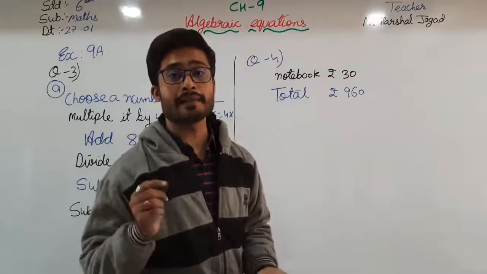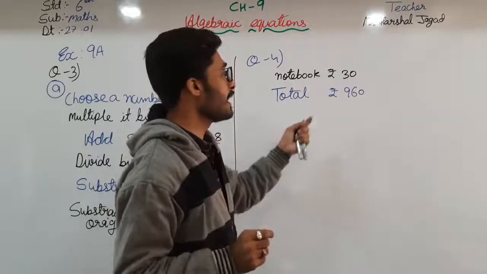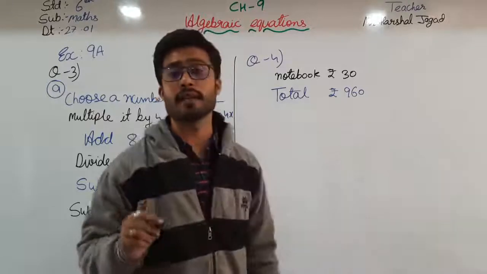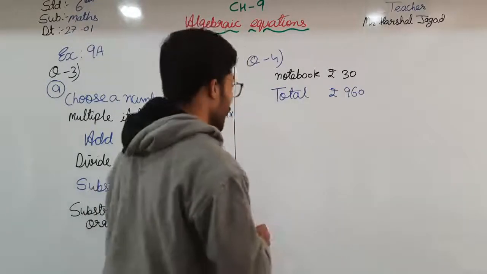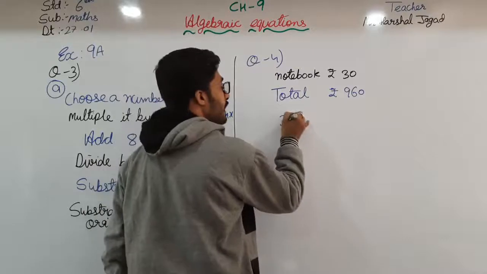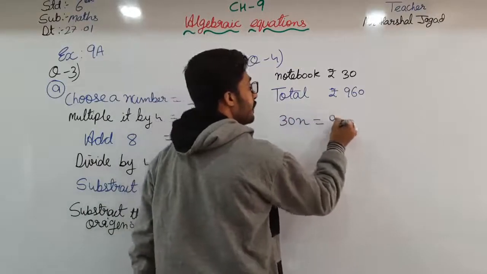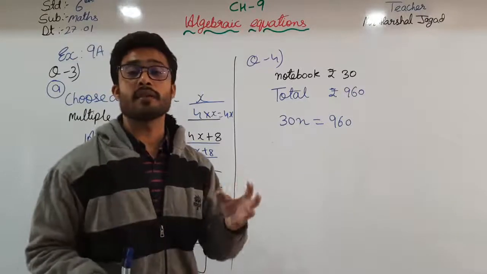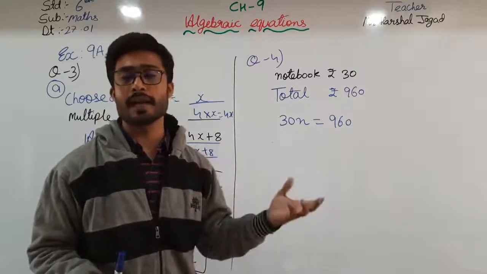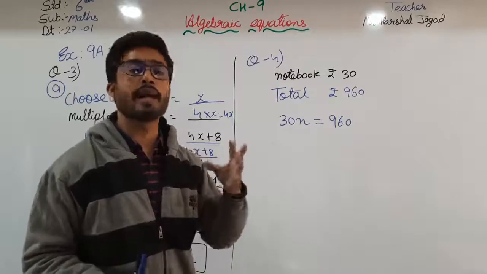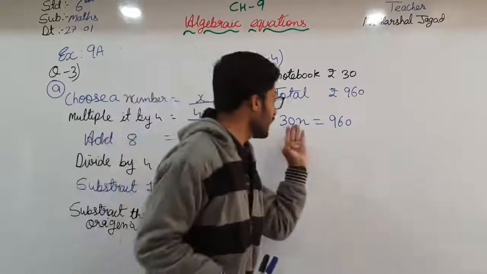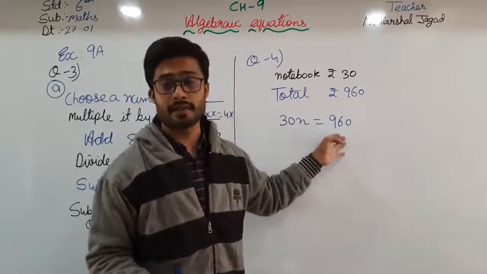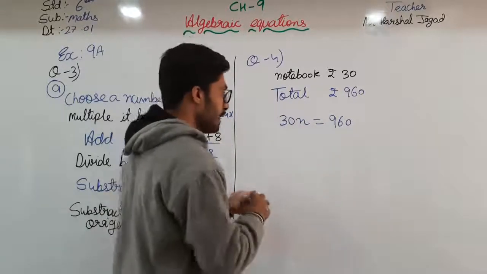Then I can say that we can divide this by 30, then we will get the value of n. So I can say that 30n is equal to 960. Why this? Because how many notebooks Bunty bought, we don't know. We have to find that. So 30 into n means 30 into how much is 960. So here we have to find the value of n.